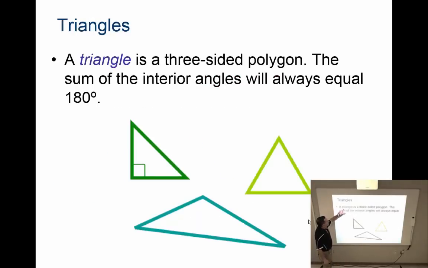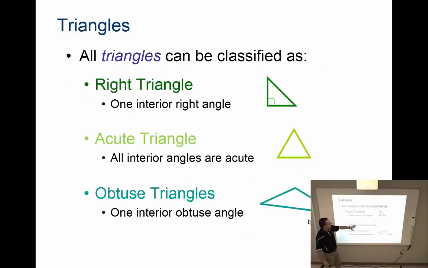The triangle then is a three-sided polygon. The sum of all the interior angles always equals 180 degrees, meaning if I add up each of these, the sum is going to be 180 degrees. And I can define the type of triangle based on the types of angles within that triangle. If I have one interior right angle, one interior angle that's exactly 90 degrees, then that's said to be a right triangle. If all interior angles are less than 90 degrees, or acute, it's an acute triangle.